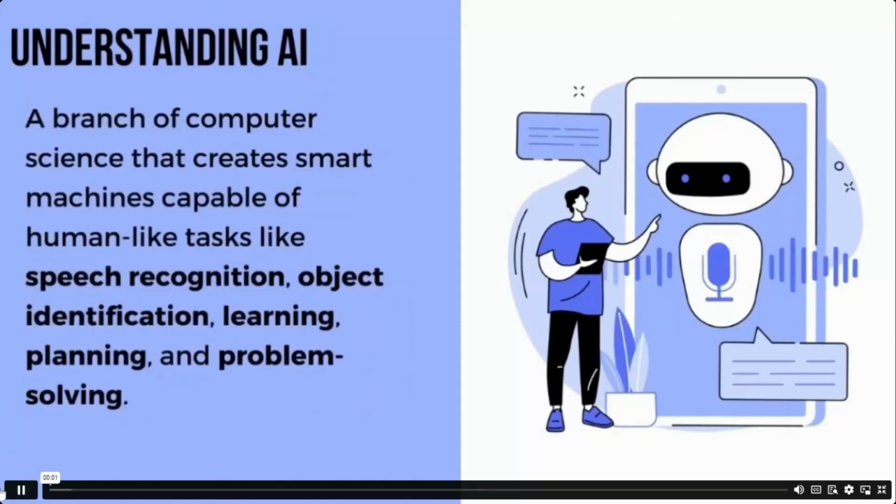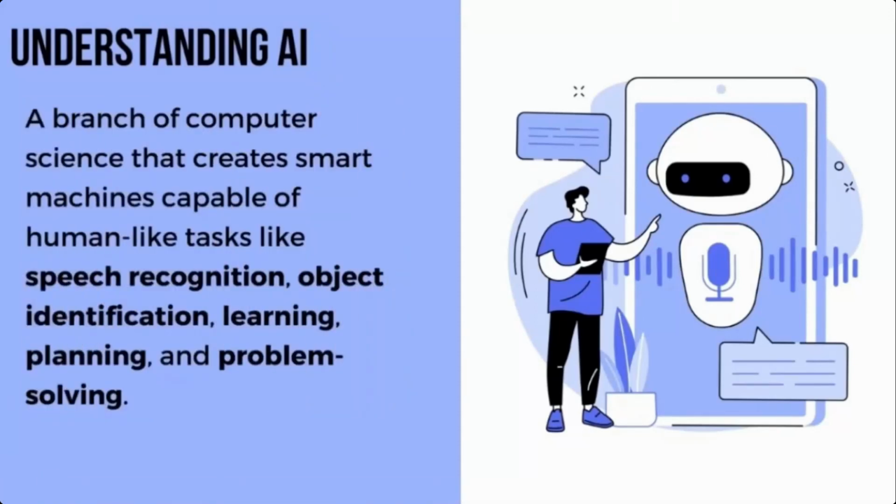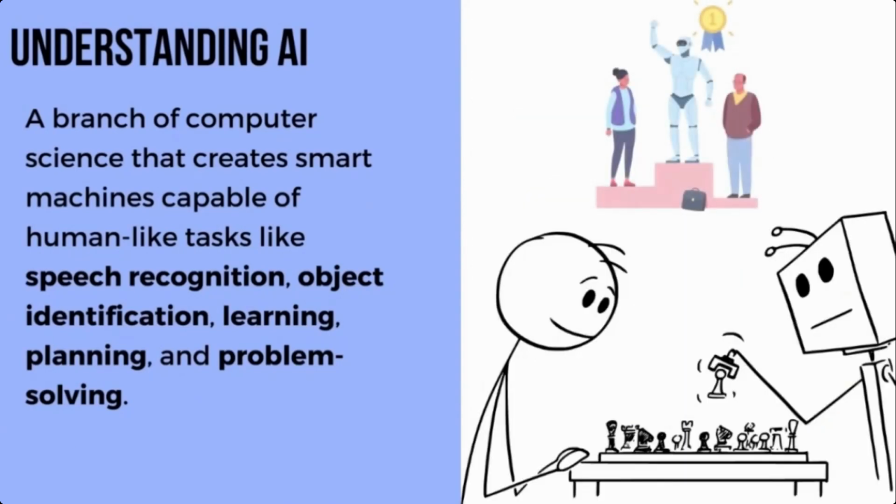Understanding artificial intelligence. AI is a branch of computer science that creates smart machines capable of human-like tasks like speech recognition, object identification, learning, planning, and problem solving. Remember the computer that outsmarted the chess champion? Or the one that controls your house lights? That's AI solving problems, just like we do.